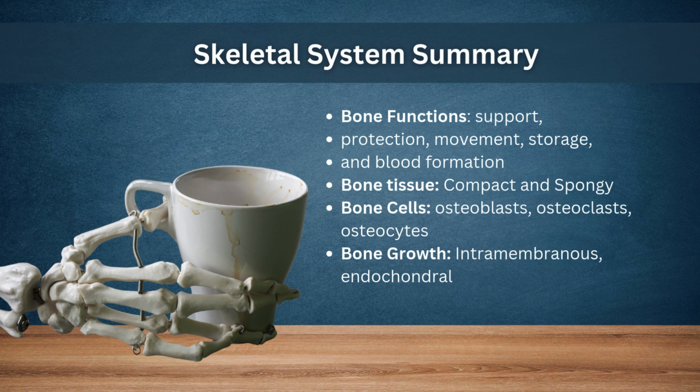In endochondral ossification, bone tissue replaces hyaline cartilage models. Most bones are formed in this manner. Bones grow in length at the epiphyseal plate between the diaphysis and the epiphysis. When the epiphyseal plate completely ossifies, bones no longer increase in length.